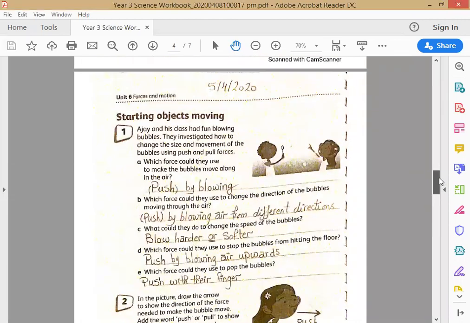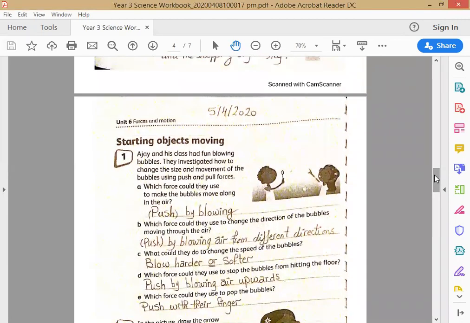Page 72. Question number 1. There are 2 students playing with bubbles. I think that most of you like the game of blowing bubbles. They need to investigate how the size and the movement of the bubble change using push and pull force. Would you imagine that I have a bubble game?